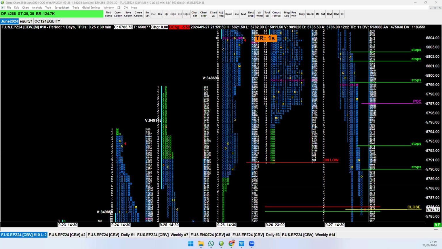The point of control is where most of the cost basis is priced. The point of control is 70% of the value area, which is 70% of all the trading. The value area is your cost basis. Point of control is where the majority of your cost basis is priced. So inventory is above us right now, so we should have resistance going up.